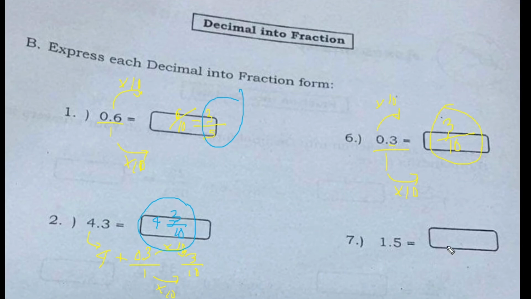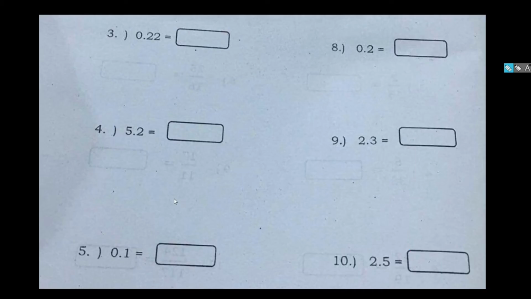Okay, 1.5. So this is just 1, and then plus 0.5 divided by 1. You multiply this one with 10. This one multiply with 10. This will give you a 5 over 10, right? Or it's just 5 divided by 5 is just 1 over, and then 10 divided by 5 is 2, 1 and 1/2. So the answer will be 1 and 1/2. This is the final answer. Okay, let's go to the next page.